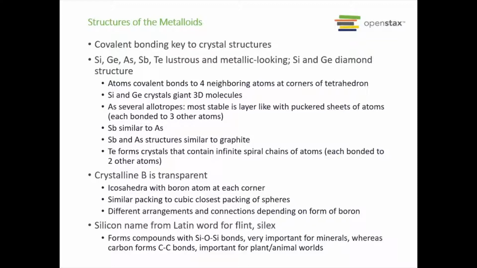And then just a little fun fact, silicon gets its name from the Latin word for flint, silex. I don't know if I pronounced that wrong or not. And it can form compounds that have a silicon-oxygen-silicon bond, so Si-O-Si, which is very important for minerals. So in the mineral world, that is very important, whereas on the other hand, carbon forms carbon-carbon bonds, which we need for the plant-animal worlds.